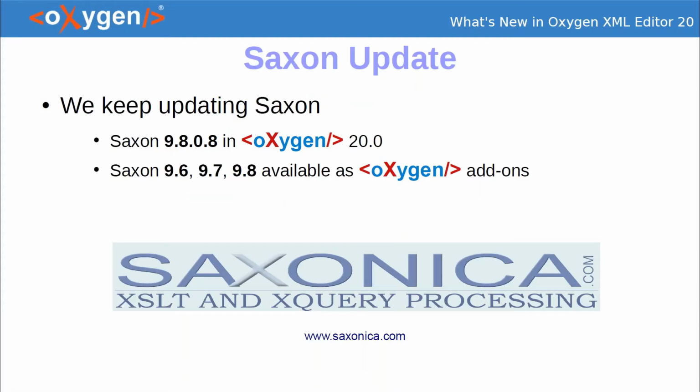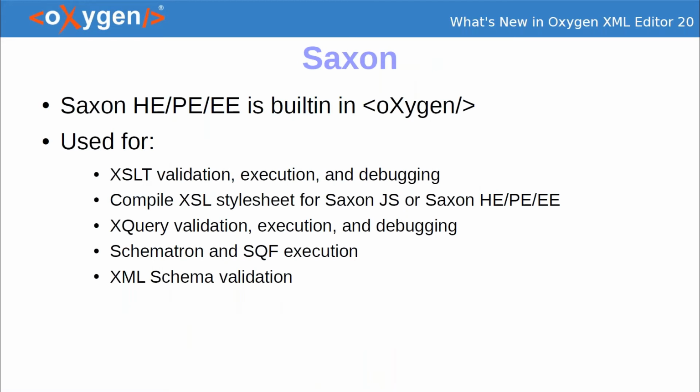So in Oxygen, Saxon is built in. You don't need a license for Saxon PE or EE, so it's free to use in Oxygen, and it's used for XSLT validation, execution, debugging, also for compiling style sheets, XQuery validation, execution, and debugging, for Schematron and SQF, and also for the XML schema validation.